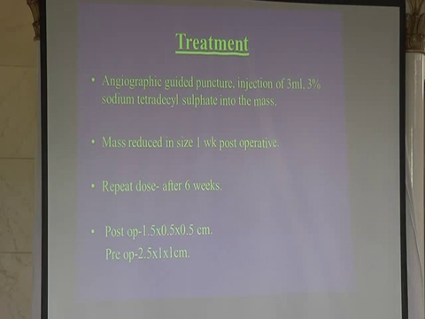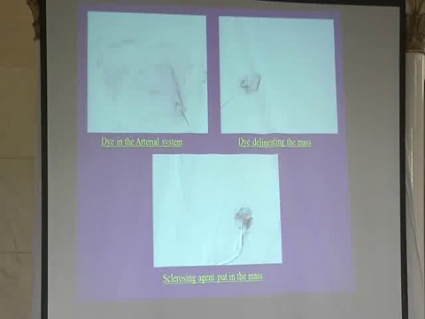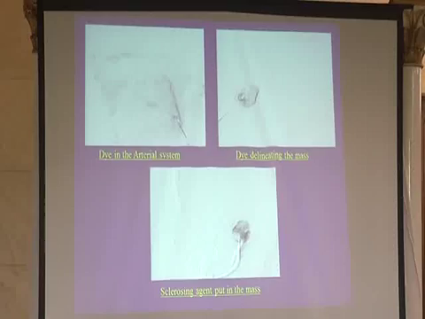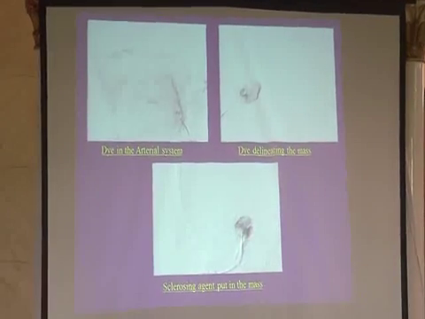Post-operatively, the mass reduced to measure around 1.5 x 0.5 x 0.5 centimeter. These are the contrast pictures of diagnostic angiography. The first picture shows the dye in the arterial system. The second picture shows the dye which we injected into the mass, which isolated the mass. And the third picture shows when we had put the sclerosing agent into the mass.